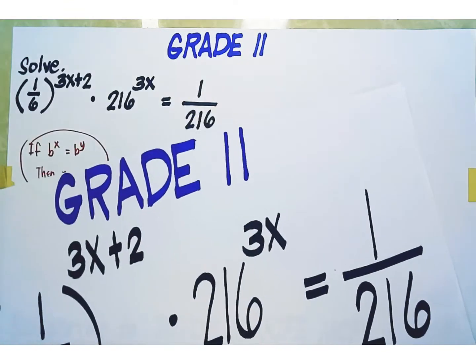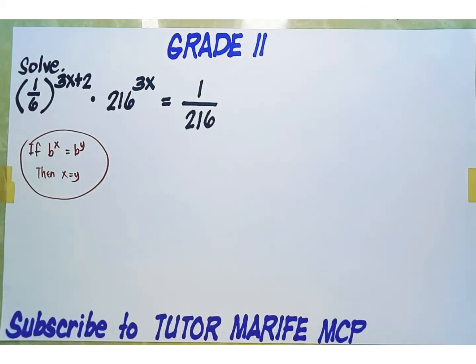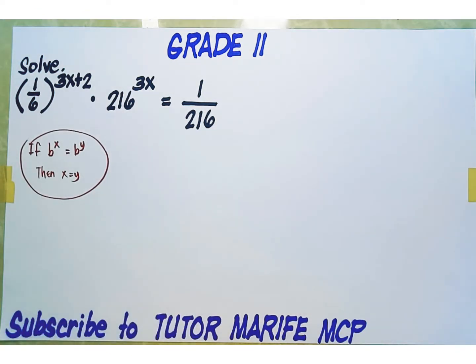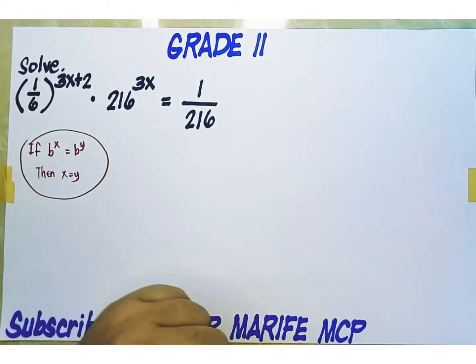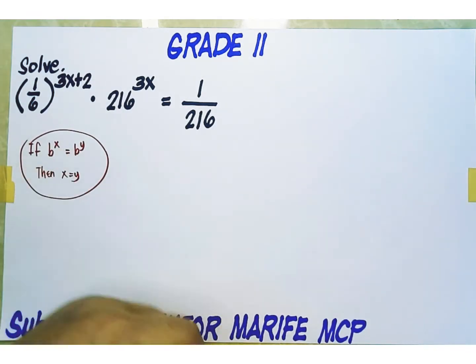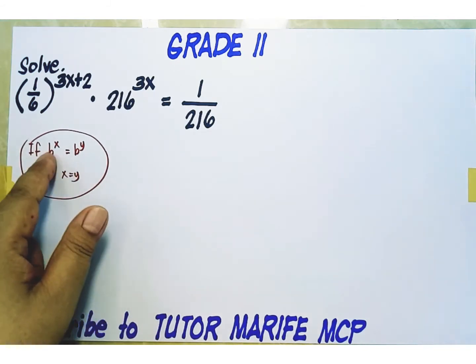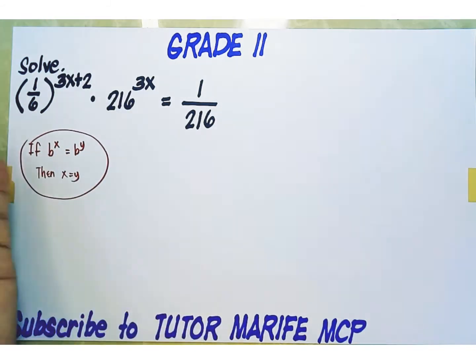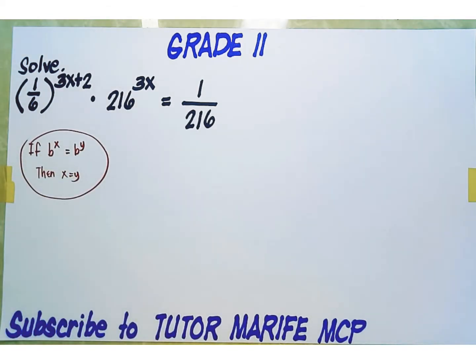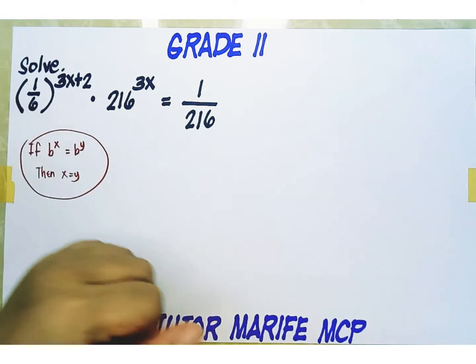Let's start. What is the one-to-one property of exponential functions? If b raised to x equals b raised to y, then x is equal to y, provided that b is greater than 0 and b is not equal to 1. In other words, the one-to-one property of exponential functions tells us that if we have the same base on each side of the equation, and we also have a single exponential expression on both sides, then we can set the exponents equal to each other. So this is our main objective.